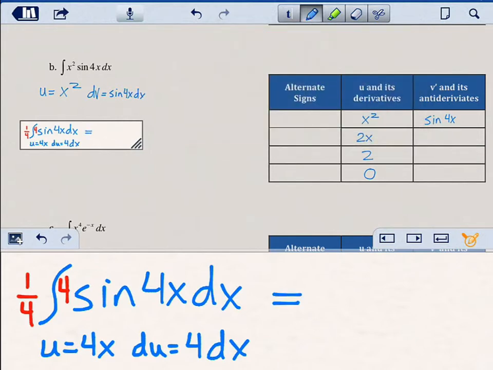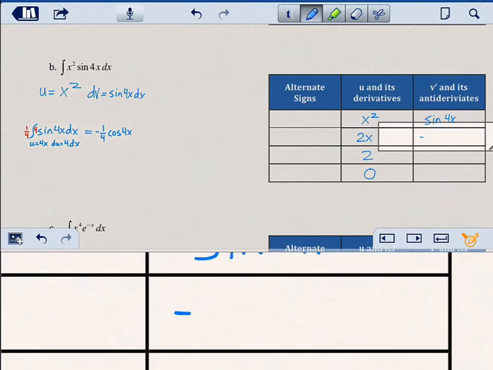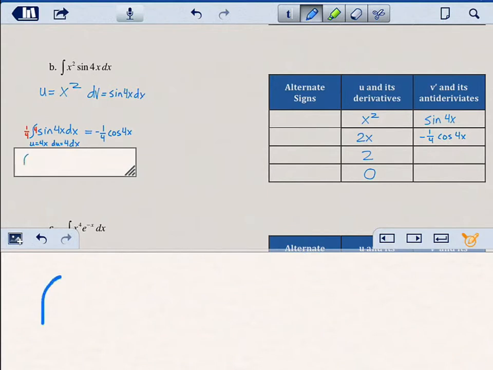Okay, so when we do this now, we have sine u du. So the integral of sine is negative cosine. So we're going to have negative 1/4 cosine of 4x. Okay, so there's our first antiderivative, negative 1/4 cosine of 4x. And now we need to integrate that. So we're going to take the indefinite integral of negative 1/4 cosine of 4x. And you'll remember we want to take out our constant.